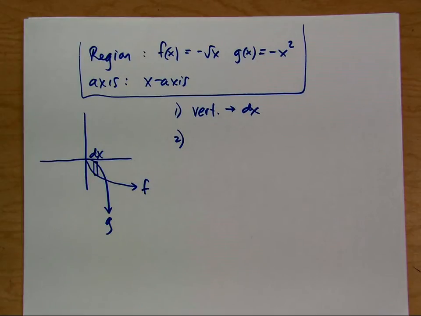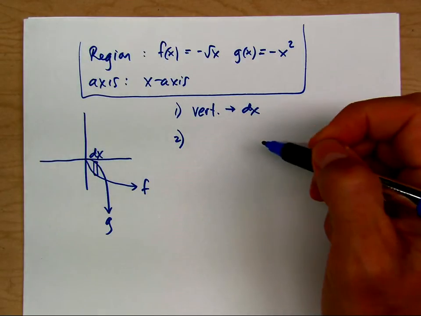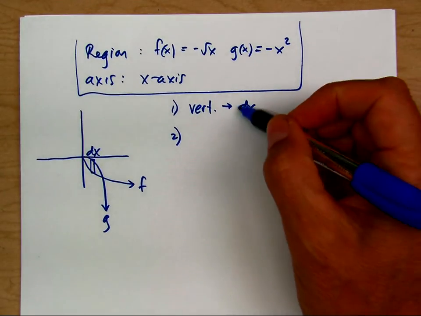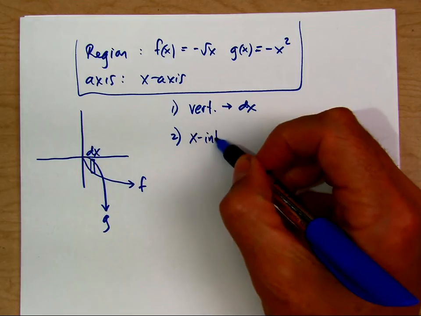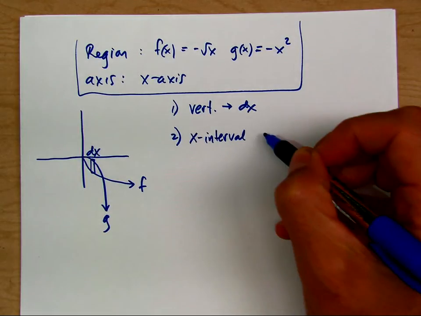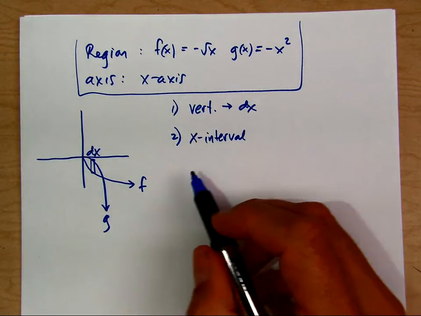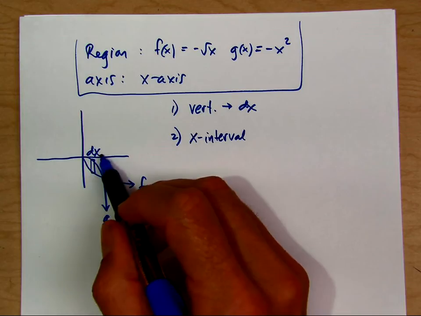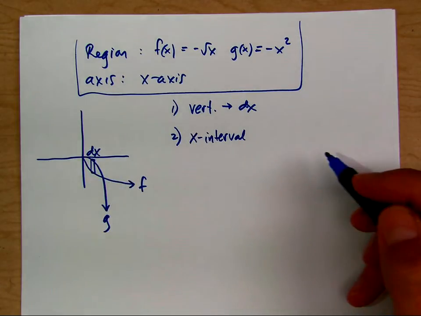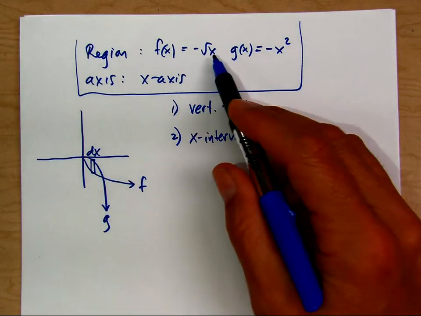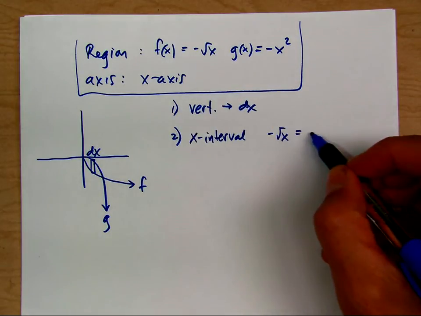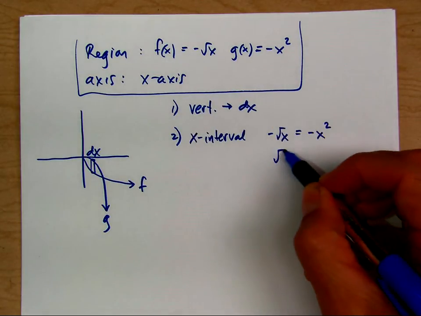Alright, so just continuing that example, since we're dealing with the differential of x, we need an x interval. And the x interval will start at 0. We have to find the intersection of the two functions. So we'll have negative radical x is equal to negative x squared.